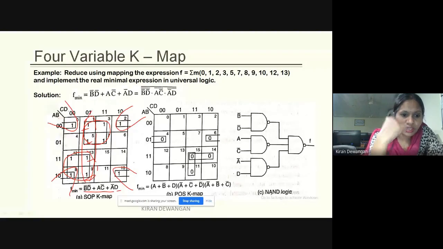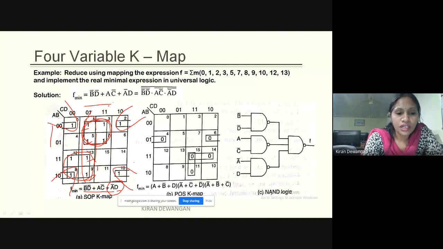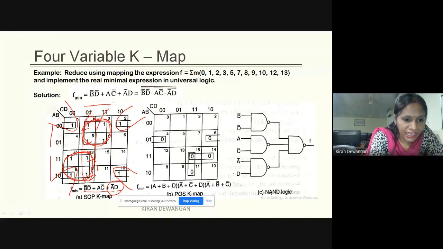The first quad. Now let us take this as the first quad. What is common here? It's just A bar. And what is common in these two columns? It's D. A bar, D. D is 1 and D is 1 here also. So it is A bar D. Clear? So this is our term of this quad. Now coming to this quad. What is common here? It's A. A is common. And what is common here? It is C bar. So A, C bar. This is my second term.